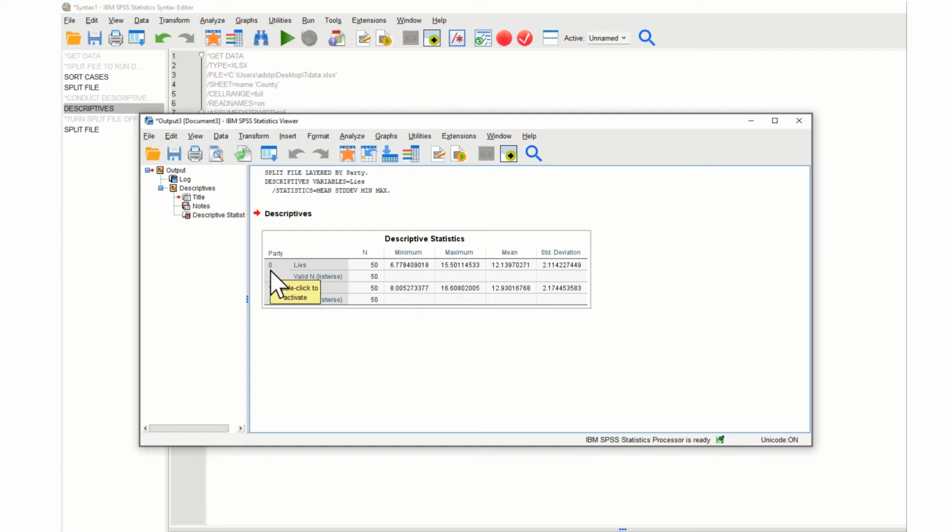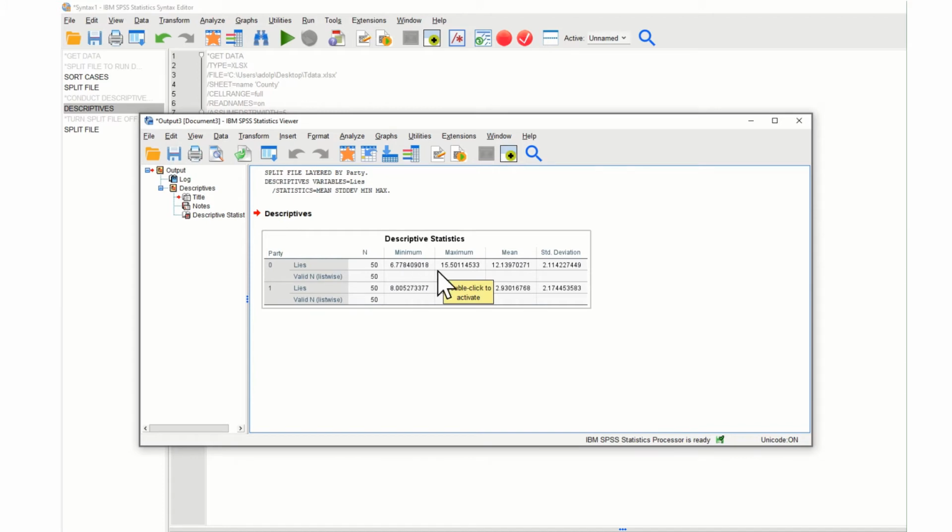for political party 0 and political party 1, we're going to have descriptive statistics for each of those groups. Let's say 0 is Republican and 1 is Democrat, for this example. So the way you would read this is, there are 50 participants who identified as Republican and 50 participants who identified as Democrats. For Republicans, the minimum number of lies was 6.7. And the maximum number of lies were 15.